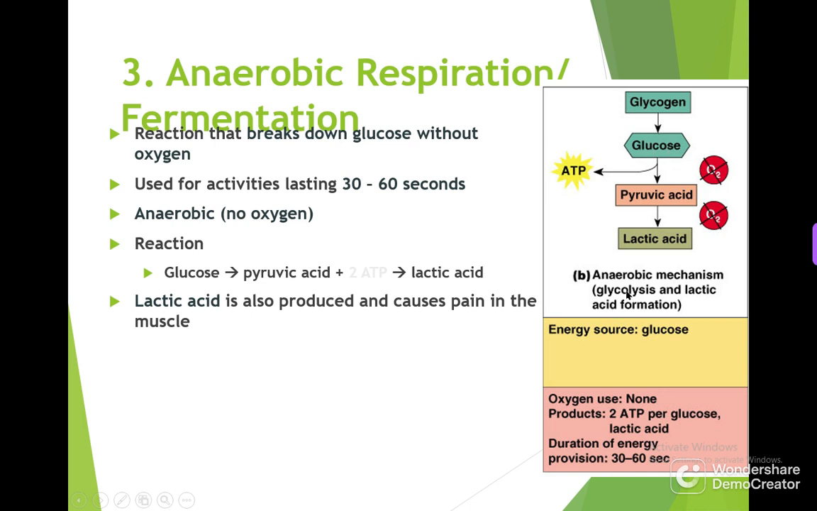Now the anaerobic mechanism: glycolysis and lactic acid formation occur. The energy source is glucose, oxygen use is none in this anaerobic process, and the products are 2 ATP per glucose and lactic acid. It provides energy for more than 60 seconds.